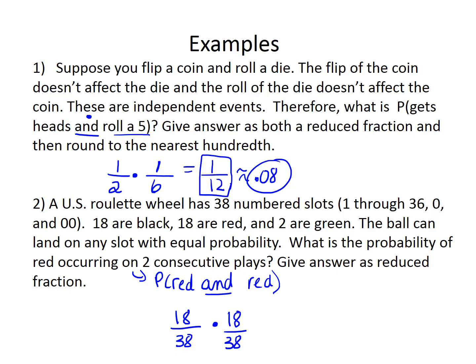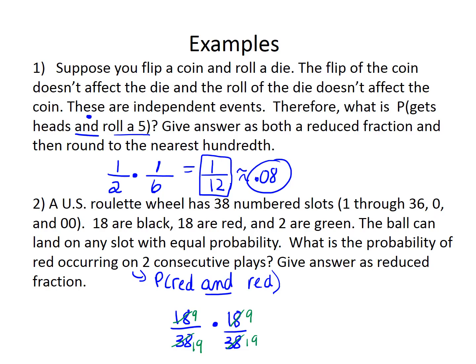Now, what I would do to make things a little easier, of course, you can just multiply straight across, 18 times 18 and 38 times 38, but they are going to be very big numbers. What I would do is reduce ahead of time. You can cancel any numerator with any denominator, but you can see that 18 and 38 are both even. So 2 goes into that 9 times, and 2 goes into that 19 times. And same thing over here.